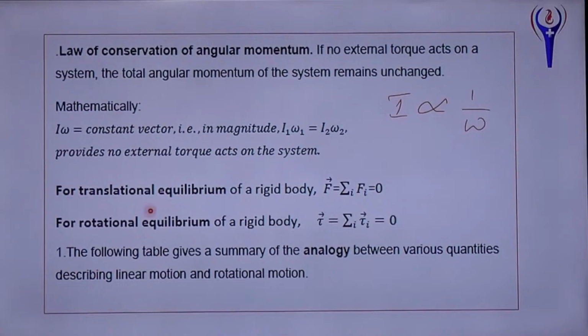For translational equilibrium of a rigid body, F equals summation Fi equals 0. Same way for rotational motion. What is force in translational motion? In rotational motion, torque. Tau equals summation tau i equals 0.